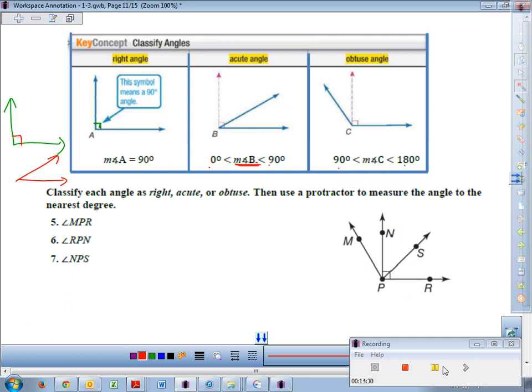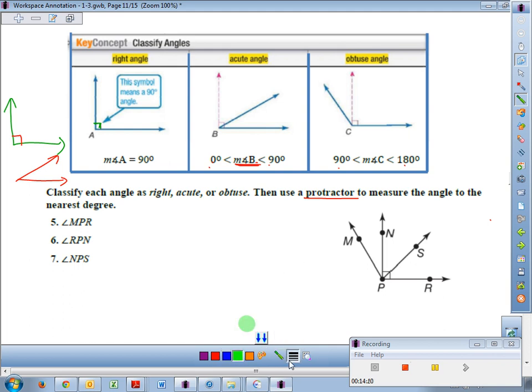So let's talk about some stuff in person. Classify each angle as right, acute, or obtuse, then use a protractor to measure the angle to the nearest degree. Angle MRP. Hardest part is finding angle MRP, if that's what it says. MPR. I knew I said it wrong. Angle MPR. My bad. Want to make sure I'm right. If you can't find it, I highly suggest that you grab a highlighter. Up to you. I want the thickness. MPR from M to P to R. Isn't that angle MPR right there?